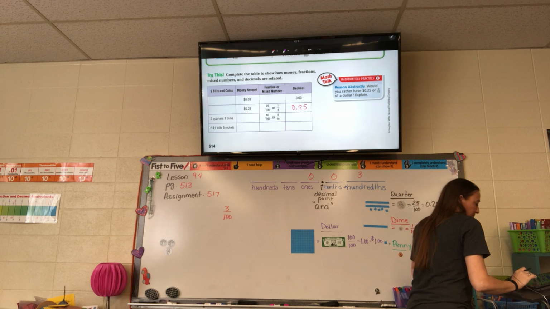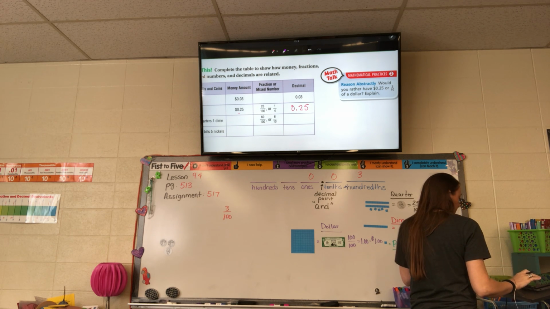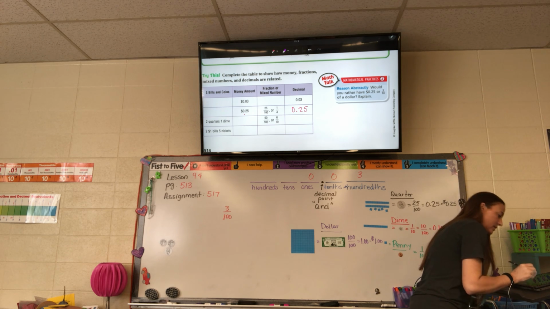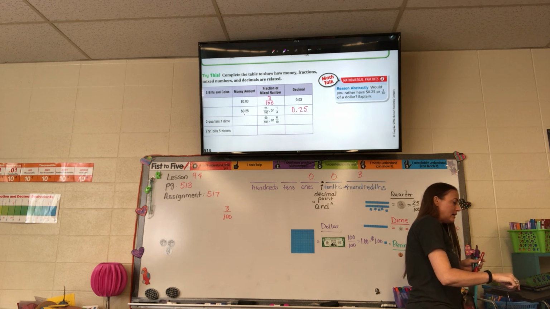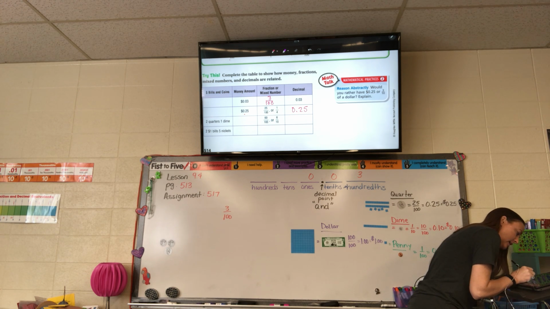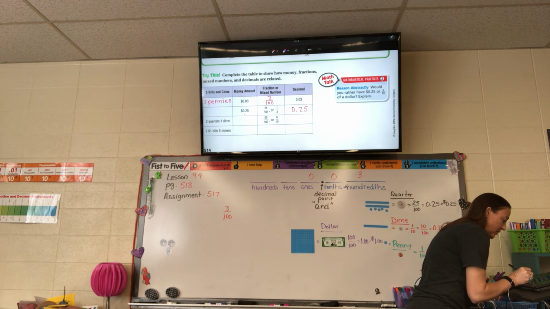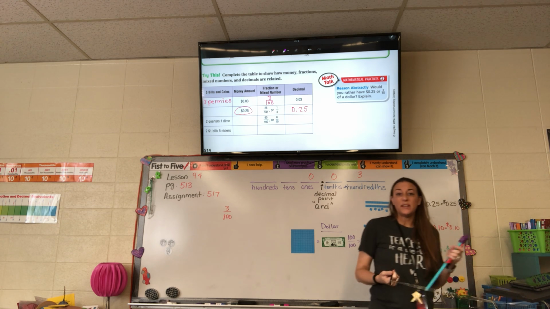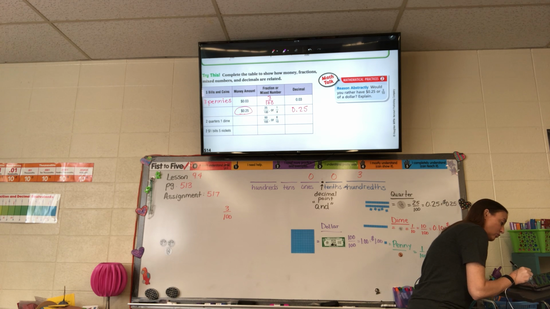Let's see if I can make this a little bigger, and you won't be able to see it that way. Okay. So our fraction is 3 hundredths. And then the money, or the bills and coins, would be 3 pennies, P-E-N-N-I-E-S. Okay. Now, on the next line, we have this amount of money, which of course is 25 cents. So one way you can write 25 cents is 1 quarter, Q-U-A-R-T-E-R.